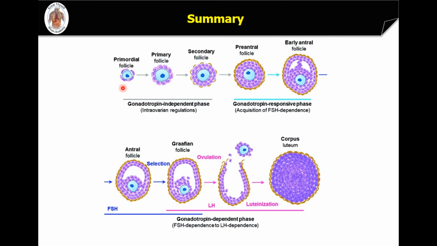From puberty, with each cyclical change during each cycle, 12 to 15 follicles are targeted. So they show changes. The first change: this oocyte is growing in size, and the follicular cells are dividing and becoming cuboidal, making a single layer. This is the primary ovarian follicle.